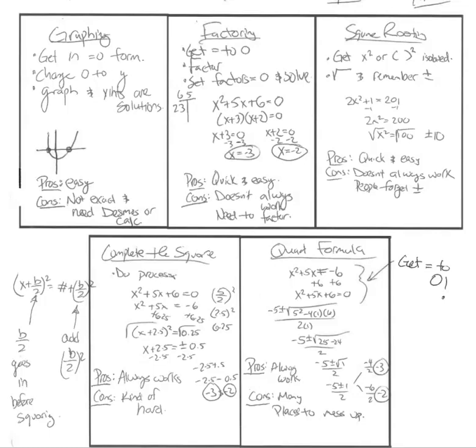The pros, it is super quick and easy. The cons, it doesn't always work, meaning if it is not in the form where there is no b term or where it is not in vertex form, you're not going to be able to solve by square rooting directly until you actually complete the square, but then it's called completing the square. And the other con is people always forget the plus or minus.